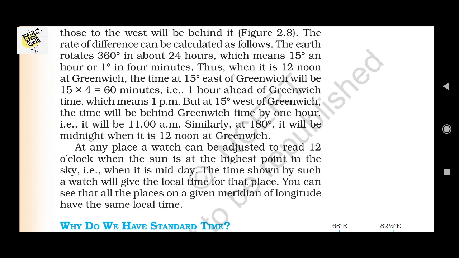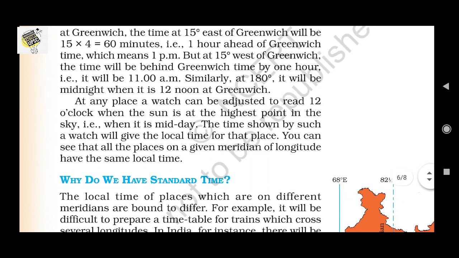So keep this in mind: the earth rotates 360 degrees in about 24 hours, which means 15 degrees in 1 hour and 1 degree in 4 minutes. Okay, is that clear? Thus, when it is 12 noon at Greenwich, the time at 15 degrees will be 15 into 4. As I said, 15 degrees covers 1 hour. So when it is 12 noon at Greenwich, the time at 15 degrees east of the Greenwich line will be 15 into 4, that is 60 minutes. That means 60 minutes, which is 1 hour.